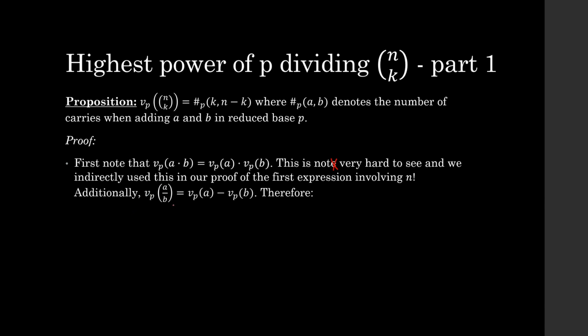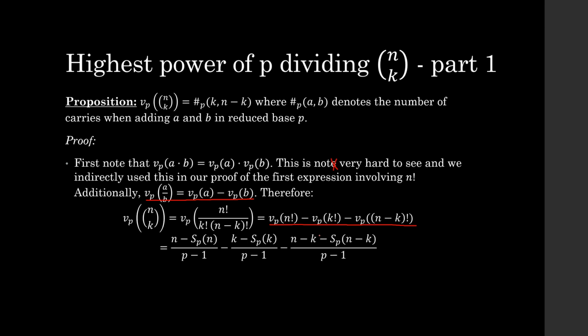Additionally, v_p of a divided by b equals v_p of a minus v_p of b, by a similar kind of symmetry. So therefore, v_p of n choose k, if I plug in the explicit formula we saw in the last video, is v_p of n factorial over k factorial times n minus k factorial. If I split that using this rule, I get v_p of n factorial minus v_p of k factorial minus v_p of n minus k factorial. So I've used this rule here to split. Now if I plug in the formula we got for these in our last proposition, this is going to be n minus the digits of n in base p added together, all over p minus 1, then minus k minus the digits of k in base p added together, all divided by p minus 1, and then minus n minus k minus the digits of n minus k in base p added together, all over p minus 1.